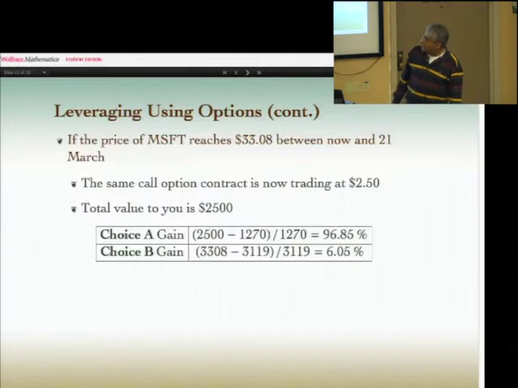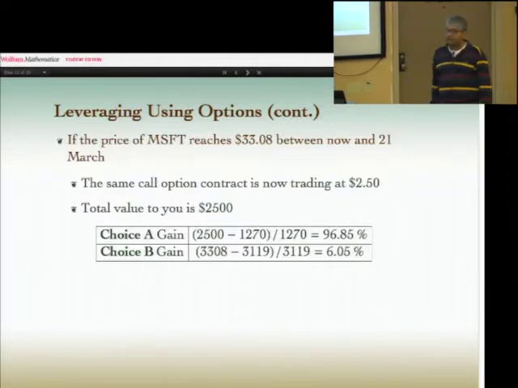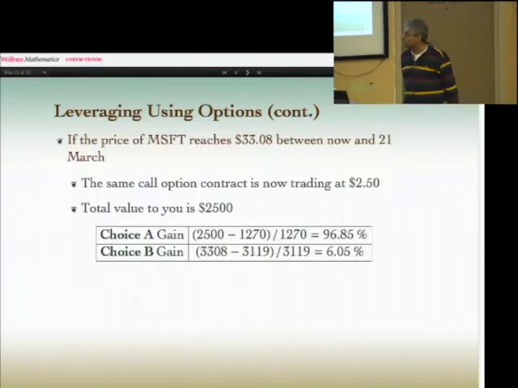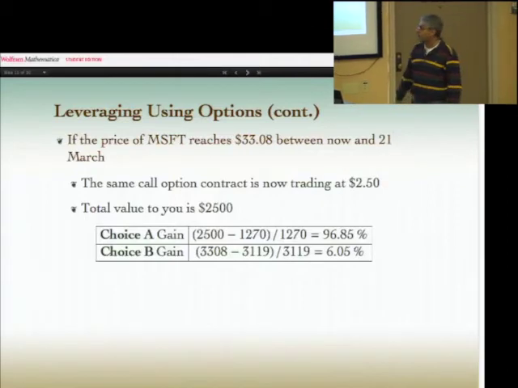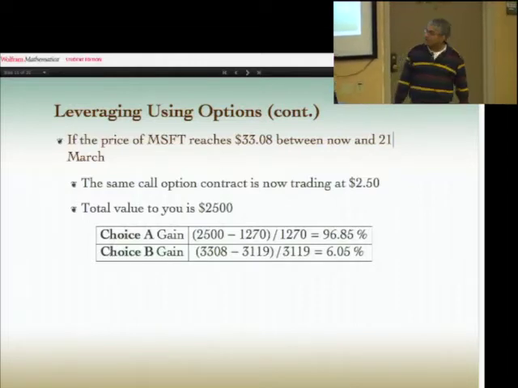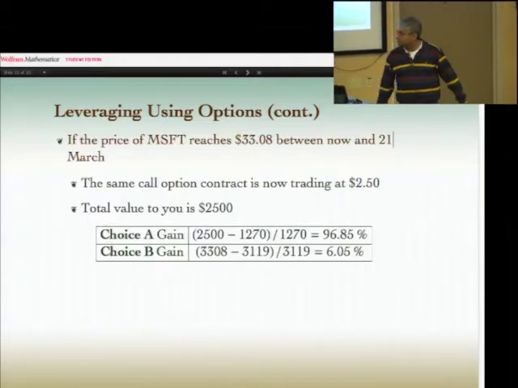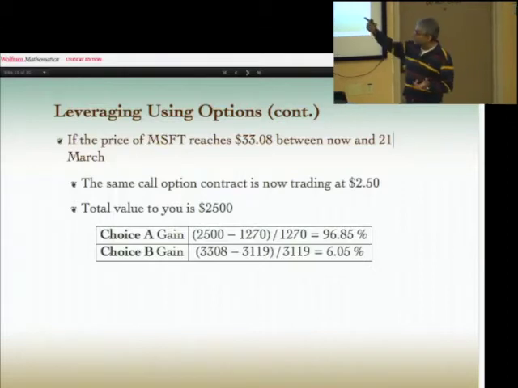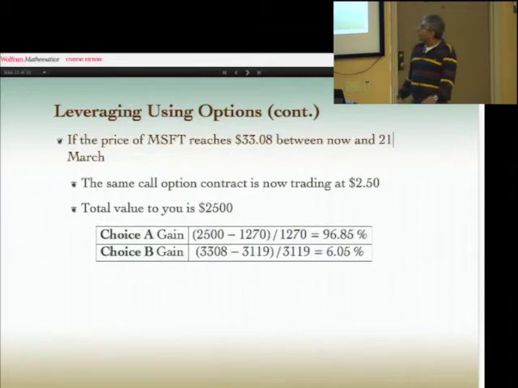So now the paper gain you have is 2,500 minus 1,270, divided by 1,270, which is the straight up return calculation, almost doubling your money. You've got a 97% paper gain sitting on it. But if you just played it safe and bought 100 Microsoft shares instead, you're sitting on a 6% gain based on its current value. So notice that's the difference. Because of leveraging, when things went your way, you almost doubled your money.